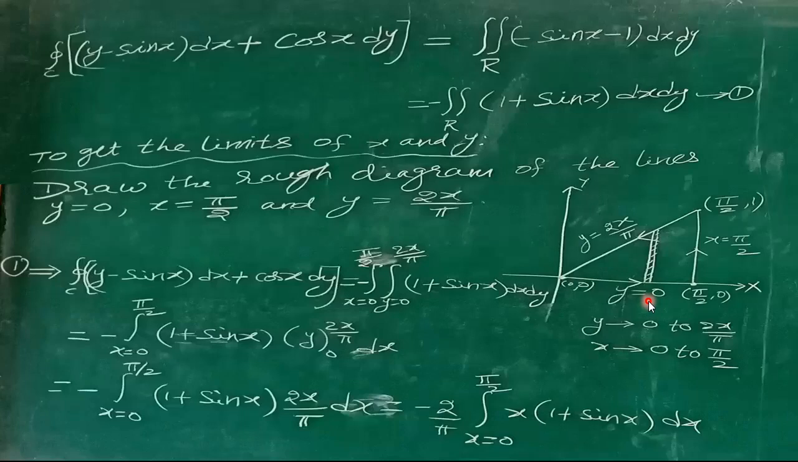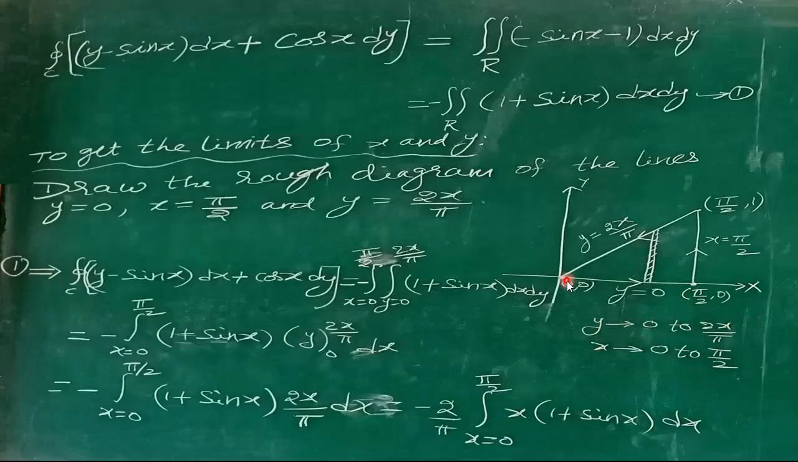If we consider a strip parallel to y-axis, we get the y limits. So how can you take the y limits? Y limits will be taken from lower curve to upper curve. Here what is the lower curve? Y is equal to 0. What is the upper curve here? Y is equal to 2 by pi into x, means y varies from lower to upper. Now lower value is 0, upper value is 2 by pi into x. So these are the y limits.